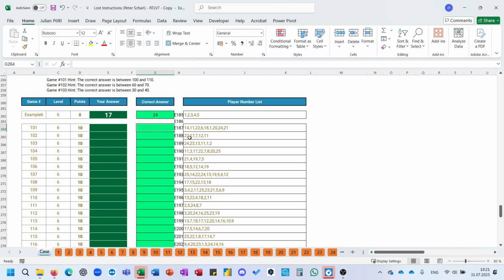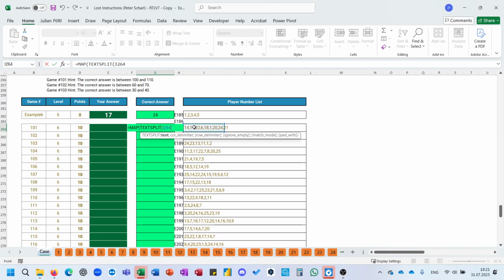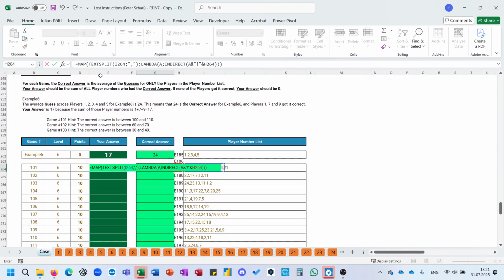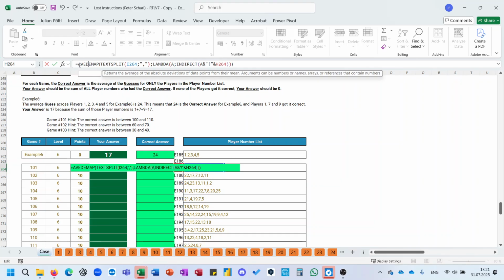And then the correct guess is map text split. No, map equals map, and then text split this, with the delimiter, lambda a, indirect a, and expression sign and our cell. And then the answer is the average. Average, yes, here it is.